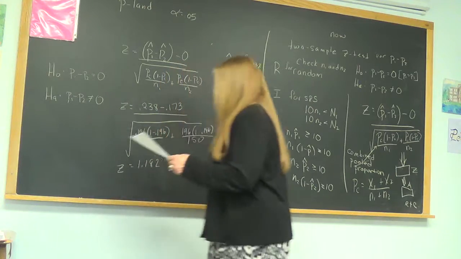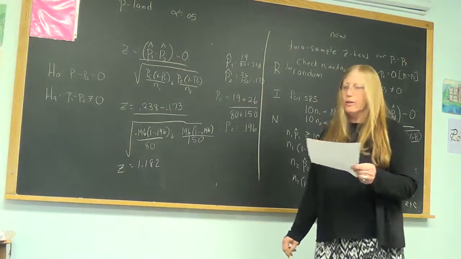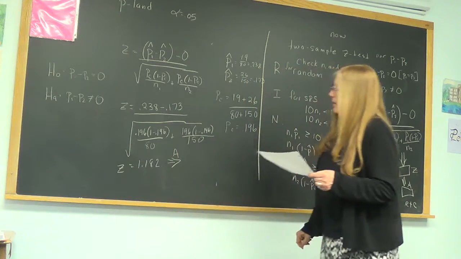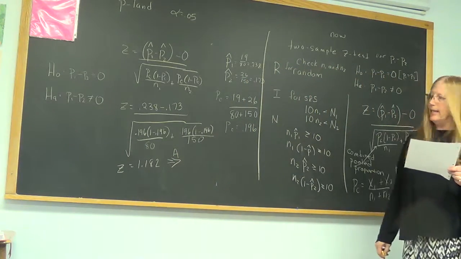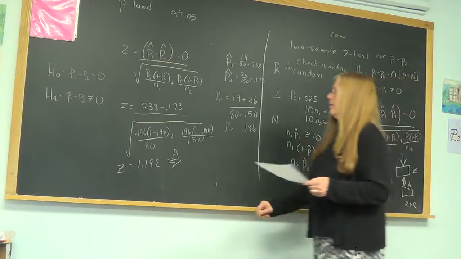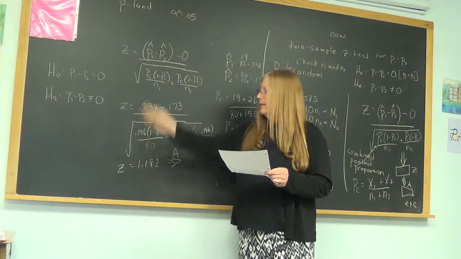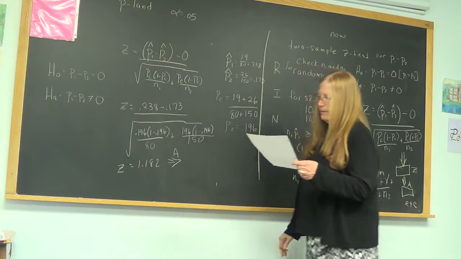All right, to save time, I just went ahead and did that calculation, and it is 1.182. And now we are going to go to chart A, and that is a Z-score. So we're going to look in the column, the margin. I got 1.274. I got 0.013.